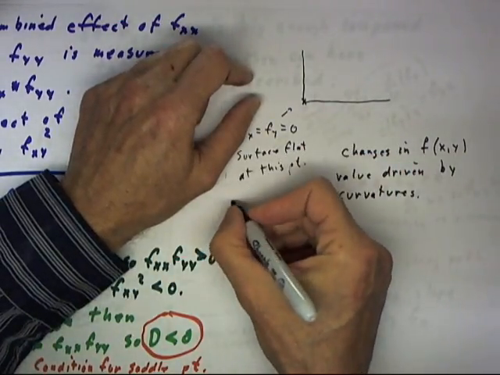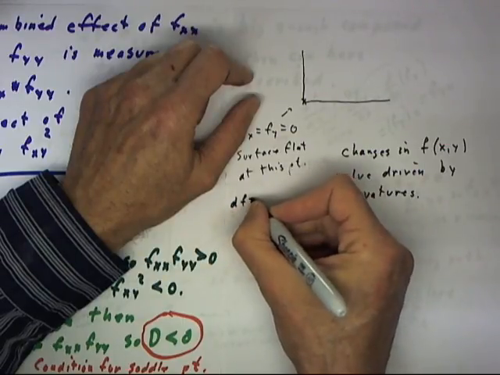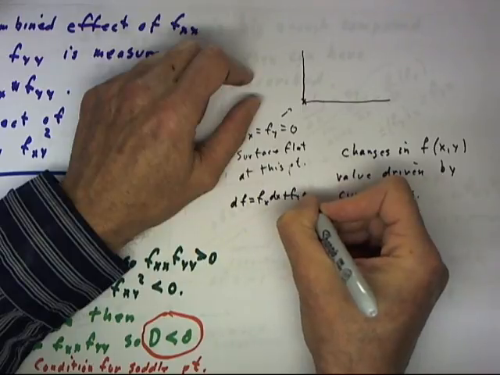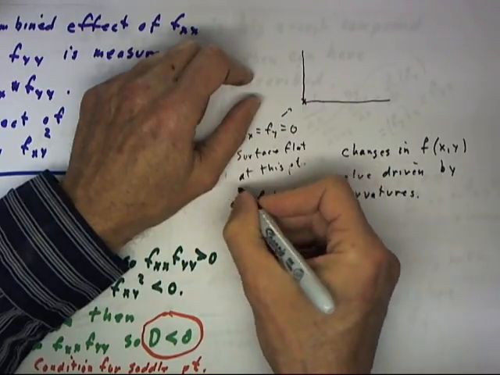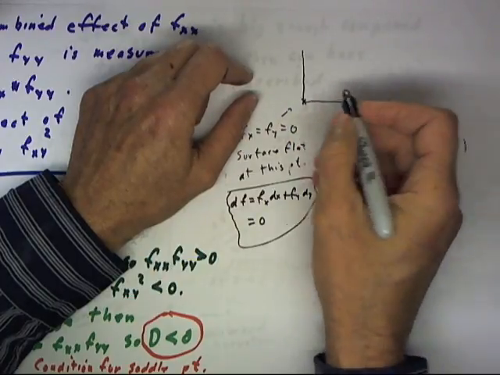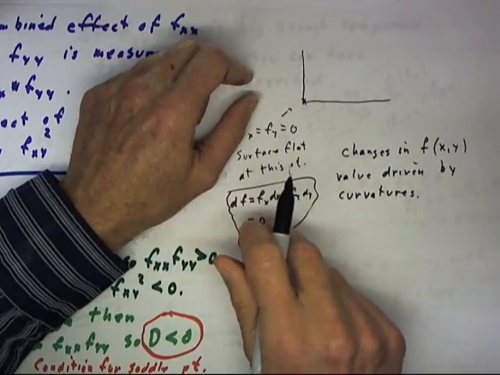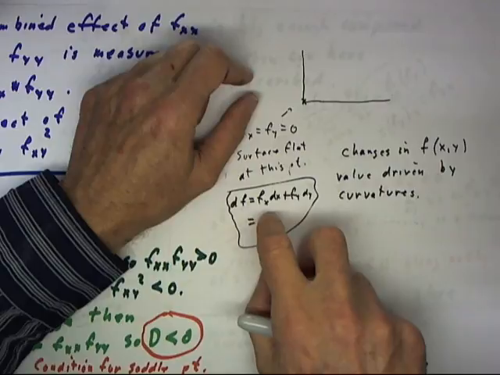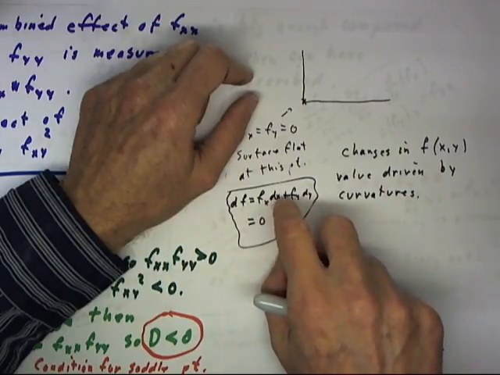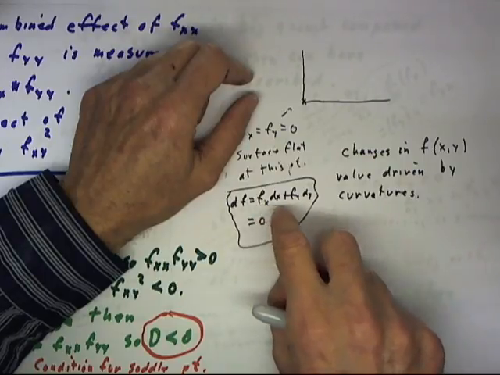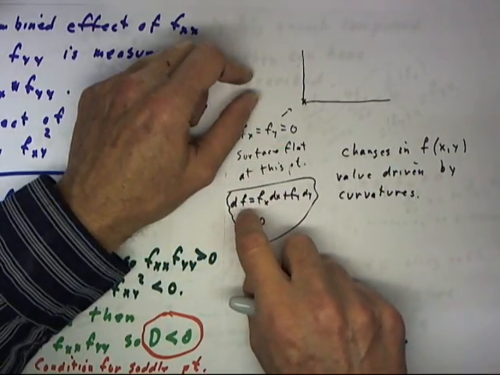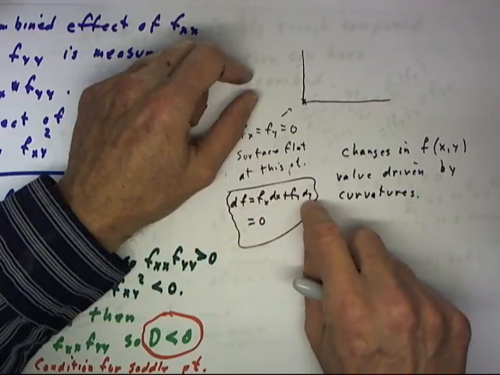We could also make the statement that our total differential, which is fx dx plus fy dy, is 0 at this point. It doesn't stay that way, but it's 0 at this point, so that changes in x and changes in y will cause changes in f only if fx and fy change.